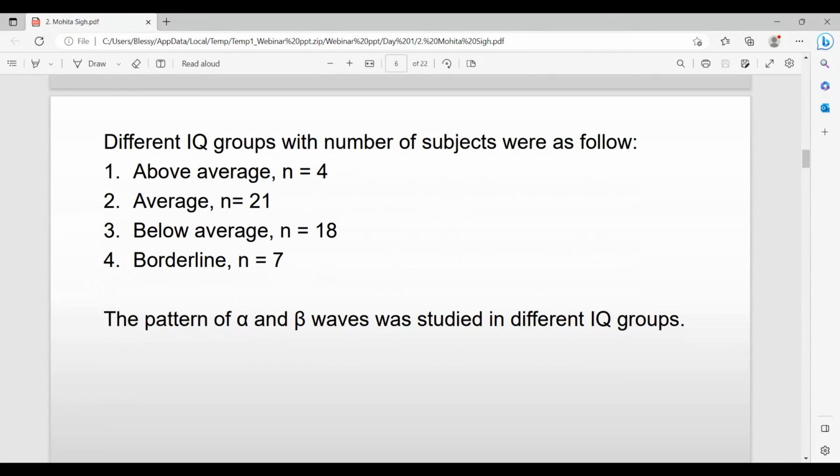Based on the IQ scores, the subjects were grouped as follows. Above average, the total number of subjects were 4. Average, the subjects were 21 in number. Below average, 18 in number. And borderline, there were 7 subjects. The pattern of alpha and beta waves was studied in all these IQ groups.